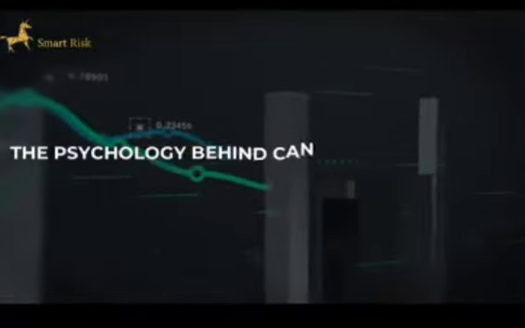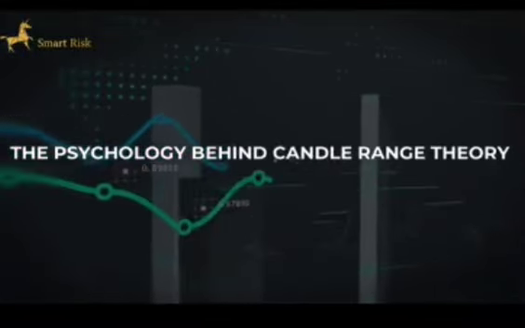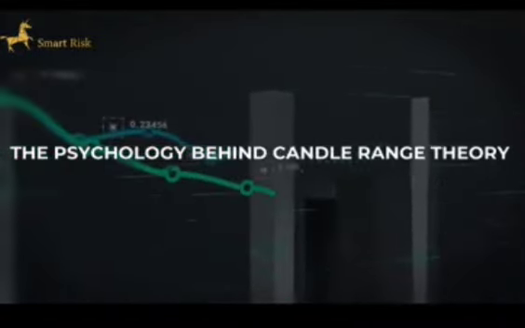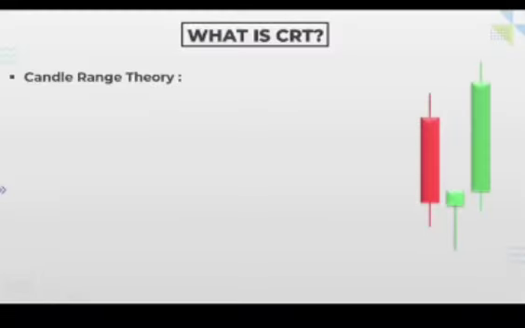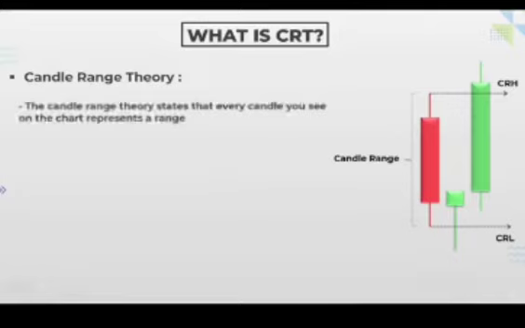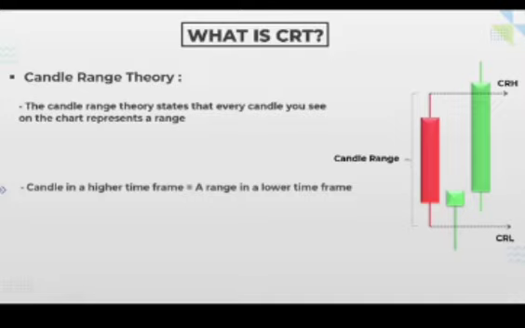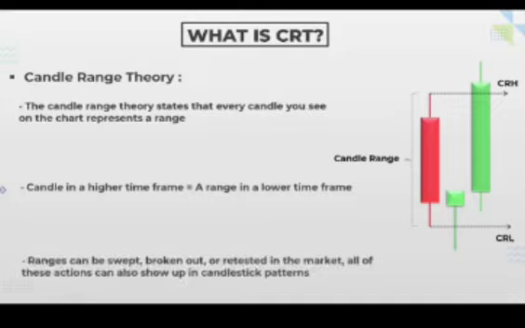Before we jump into the basics of candlestick CRTs, let's take a moment to understand the psychology behind candle range theory. So, what exactly is candle range theory? The idea is simple. Every candle you see on a chart represents a range. In other words, a candle you see on a higher time frame is just a range of price action when you zoom in to a lower time frame. Since ranges can be swept, broken out, or retested in the market, all of these actions can also show up in candlestick patterns. Every candle has a high and a low, right?